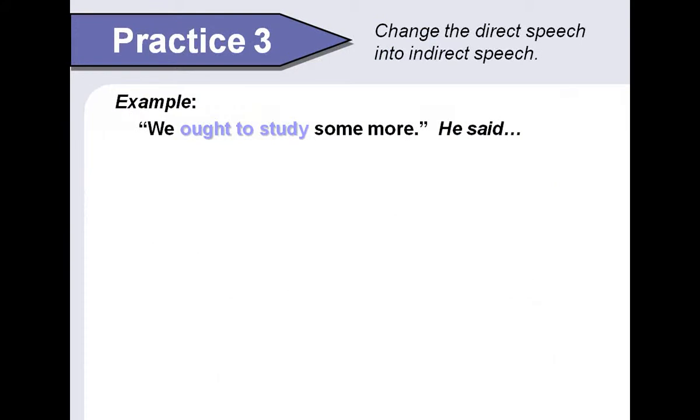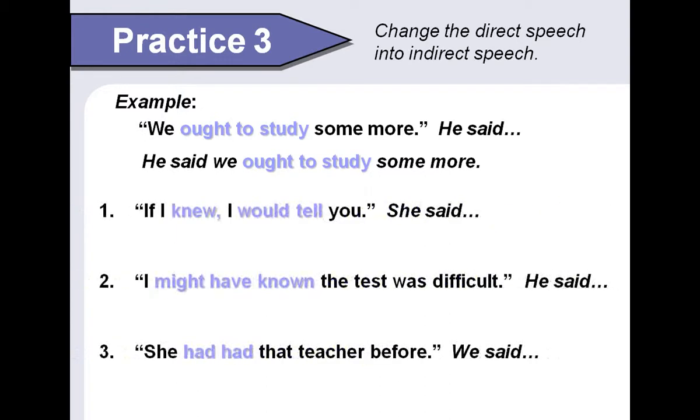Practice 3. Change the direct speech into indirect speech. Example: we ought to study some more. He said we ought to study some more. So remember, if it's the past perfect, the past modal, or the past or present unreal conditional, there is no change. Number 1. If I knew, I would tell you.